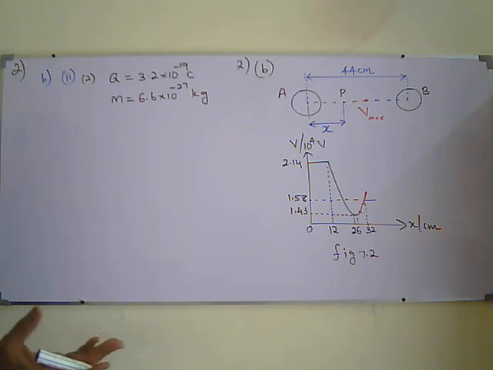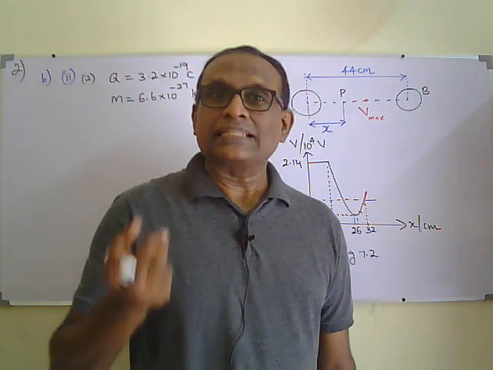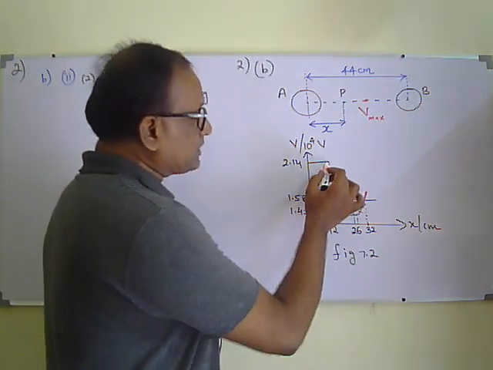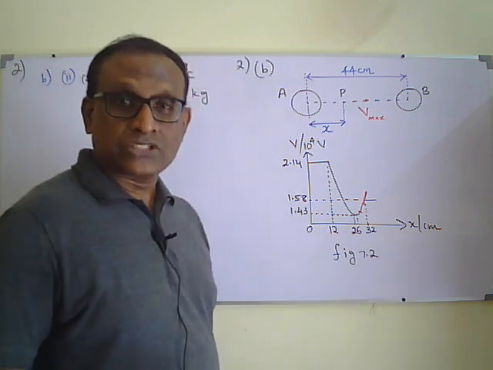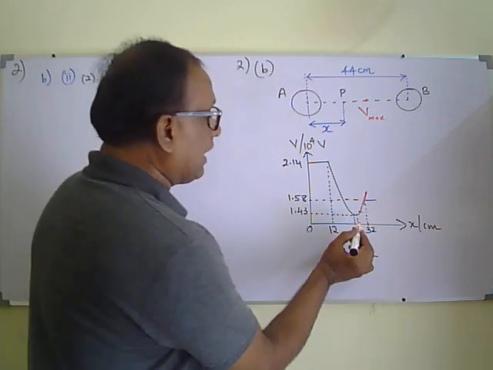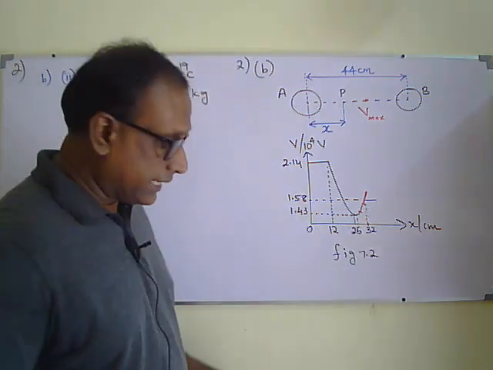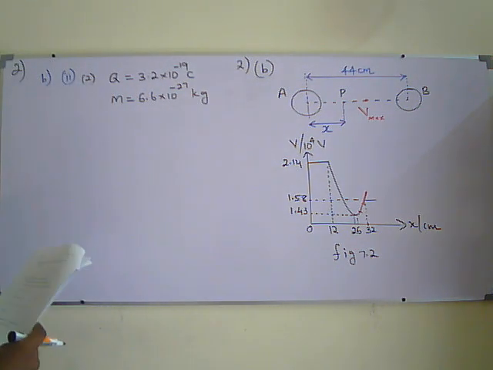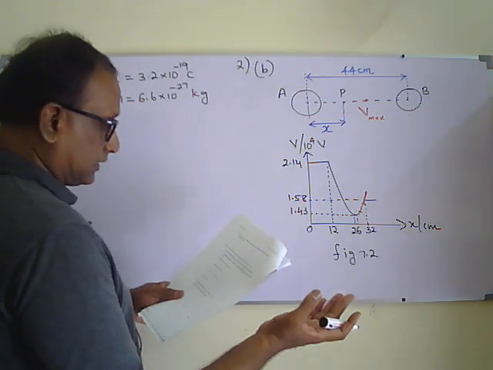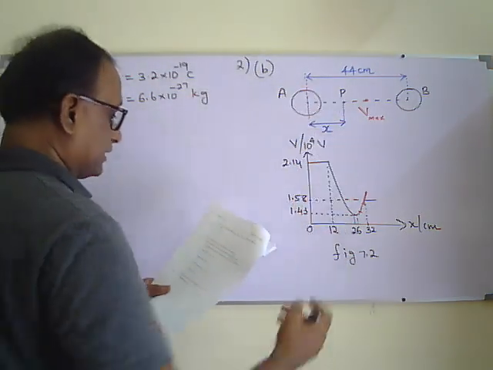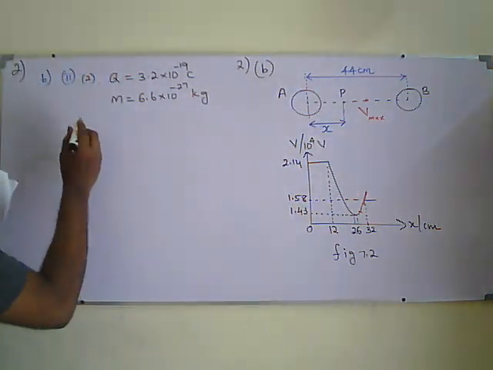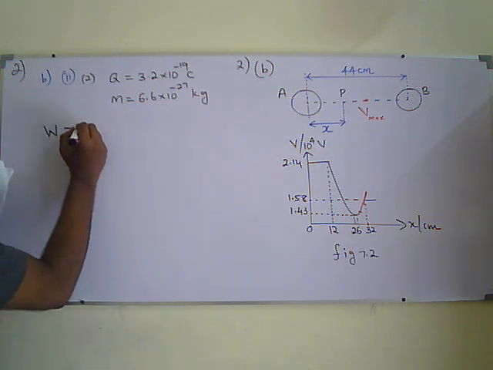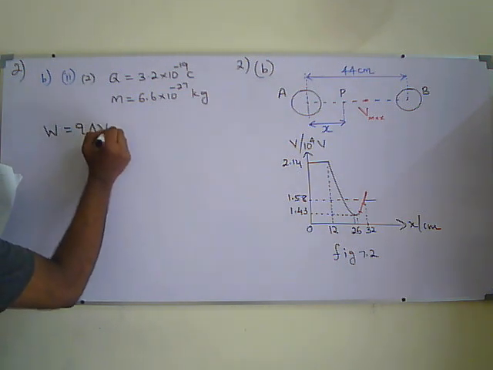I told you just now that maximum speed will occur at the end of the acceleration. So when it moves from this point to this point, it is accelerating, so it will have the maximum speed at this point. It's released from rest, which is already mentioned in the previous part of the question. So I can say work done W equals Q times delta V.